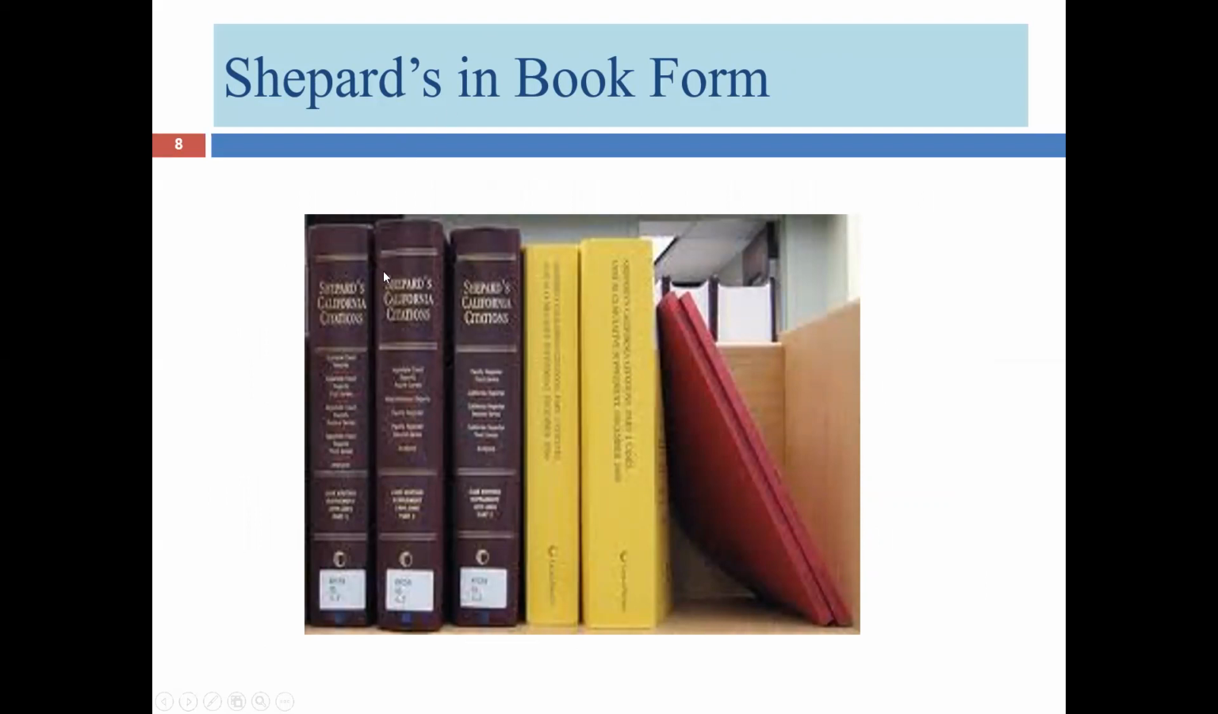Typically, back in the good old days, when we had to do this process by book instead of online, you would go through several volumes of these, kind of burgundy, you can't see the color that well, and then multiple copies of the yellow and then the red.